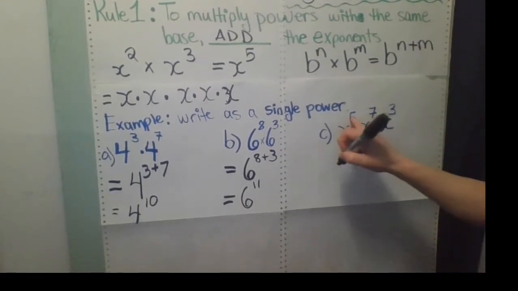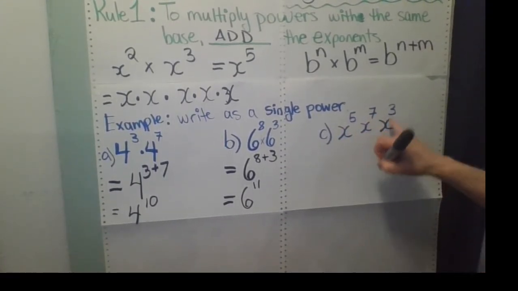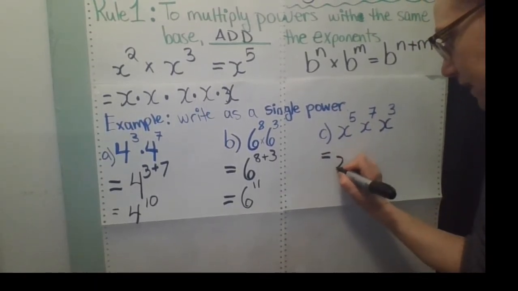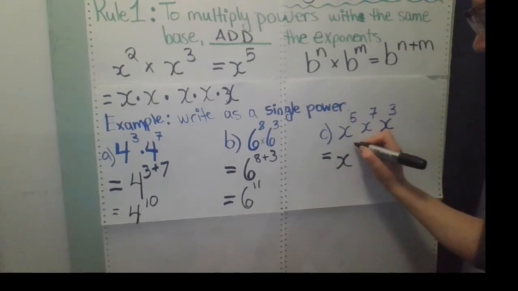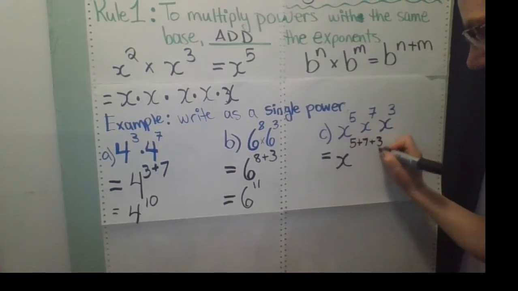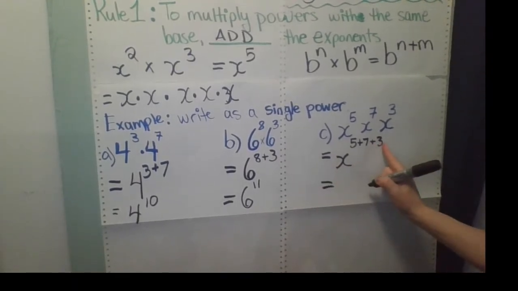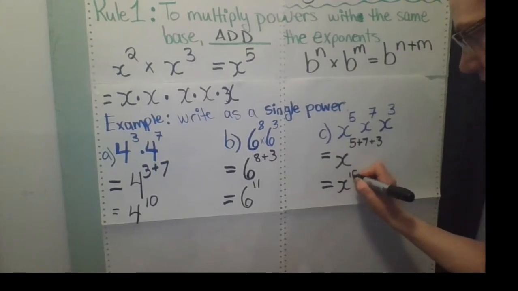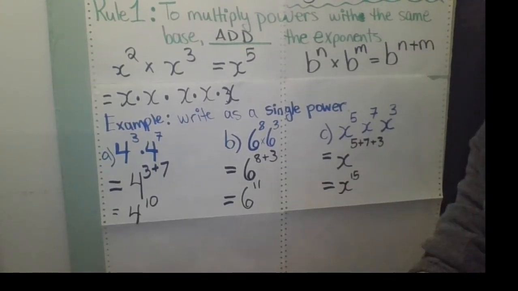Last one, now I've got x to the 5 times x to the 7 times x to the 3. Same rule applies, so I keep my same base, and then I add my exponents. 5 plus 7 plus 3. So if I do 5 plus 7 plus 3, I end up with x to the 15.